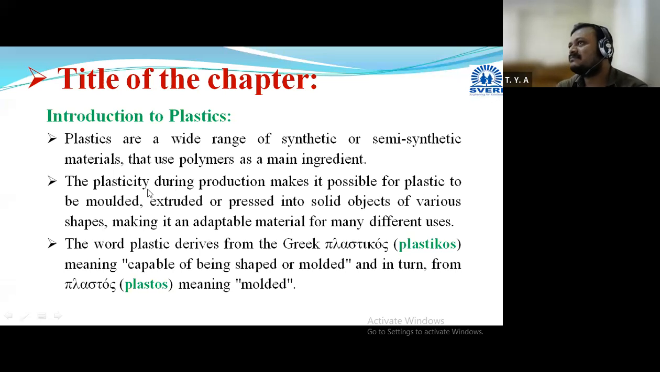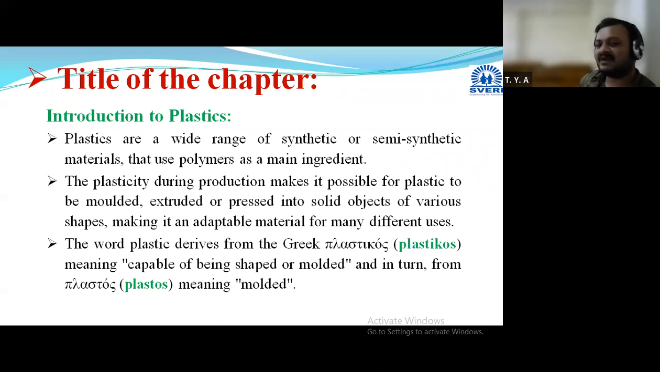Then, what actually is plastic? You can say that plastics are a wide range of synthetic or semi-synthetic materials. What is the meaning of synthetic or semi-synthetic materials?